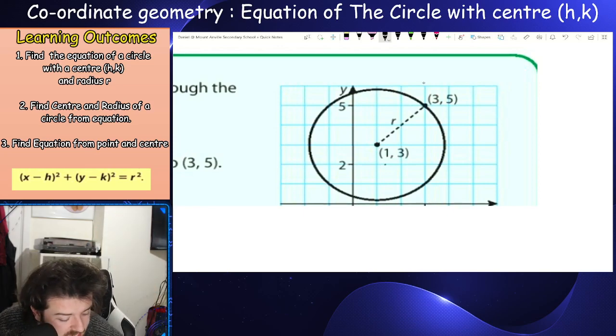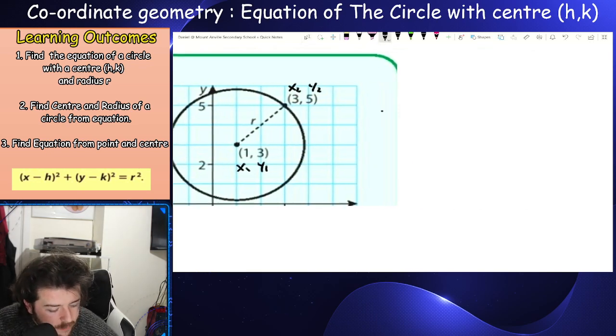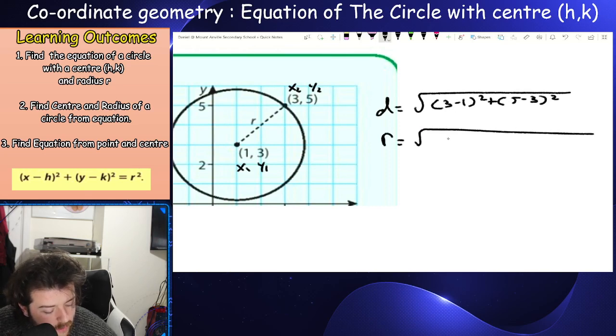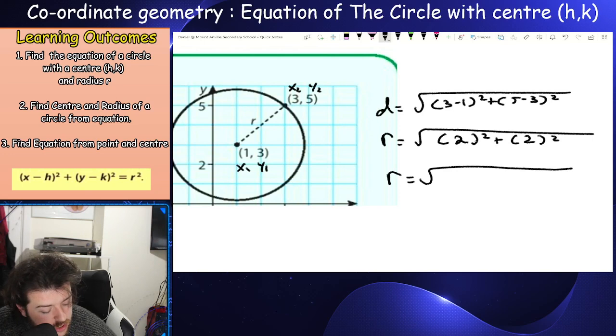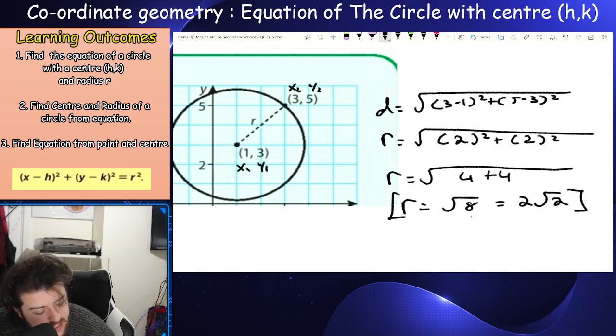So I'm going to let this equal to (x1, y1), (x2, y2). I'm going to find the radius. I'm going to let it equal to the distance between them 2 points: (x2 − x1)², 3 minus 1, all squared, plus (5 − 3)², all squared. The distance is going to be equal to the radius. So 3 minus 1 is 2, so 2 squared. 5 minus 3 is 2, so 2 squared. 2 squared is 4. So the radius is equal to the square root of 8, which is equal to 2 root 2.